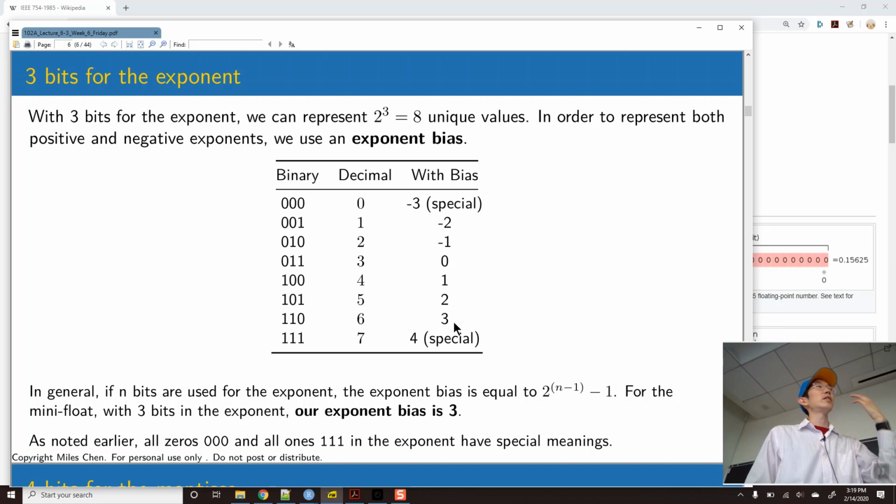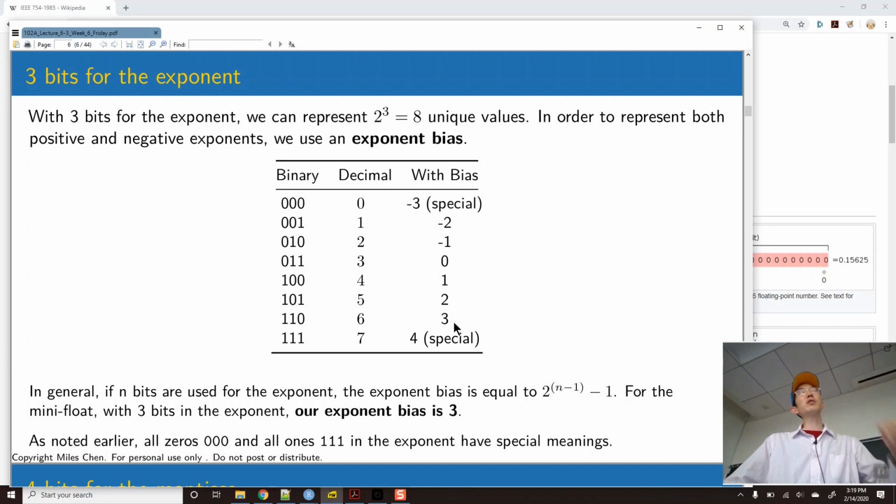When you have 11 bits in the exponent, 2 to the 11 is 2048. Half of that is 1024. And 1 less than 1024 is 1023. So your bias with 11 bits is 1023.